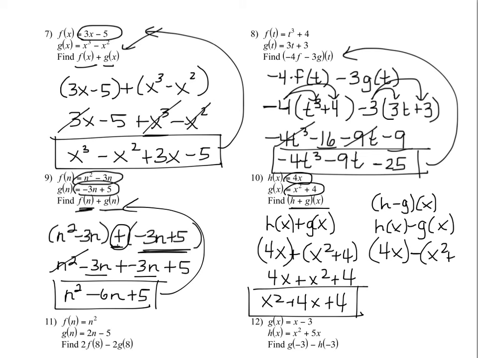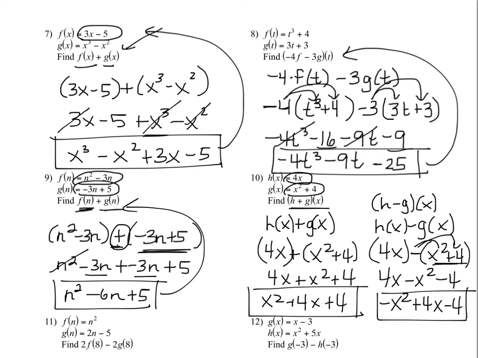Now, here's where you get the difference in the subtraction. Subtraction, you got to distribute that negative. So you had 4x minus x squared minus 4. It would change all the signs in here. So then the final answer would be negative x squared plus 4x minus 4. So you could see how that one would be a little different.